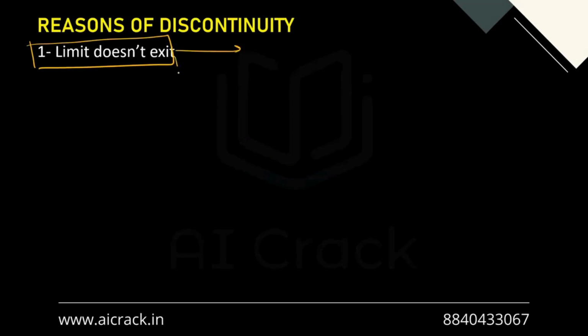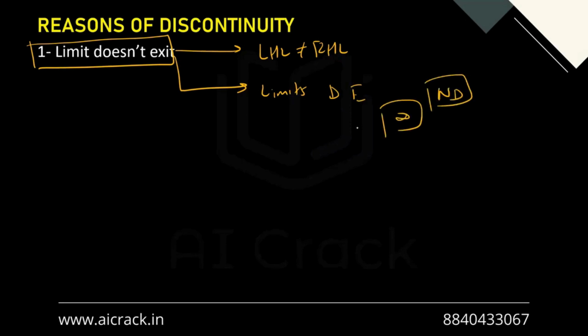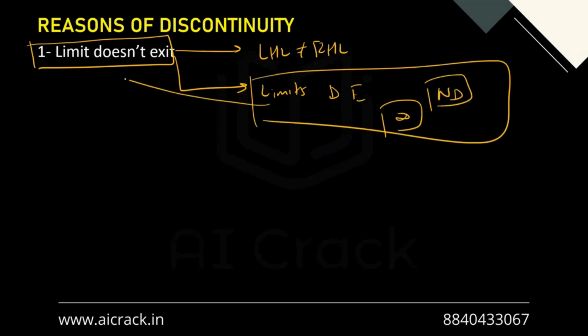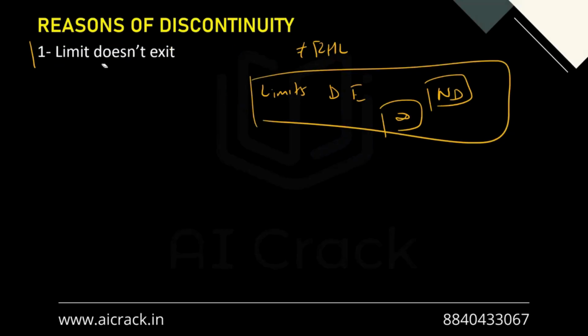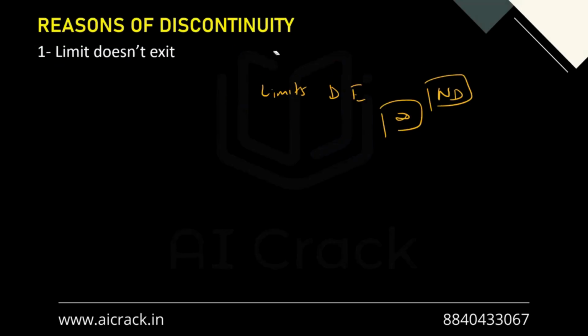It has two further subdivisions. The first one is LHL is not equal to RHL. Basically limits are existing but they are not the same, they're not equal. And the second case is limits don't exist. Basically we can say that they're not defined or they're infinity. In either of the cases we can simply say that limit doesn't exist. Now let's see how these can be represented in graphs.